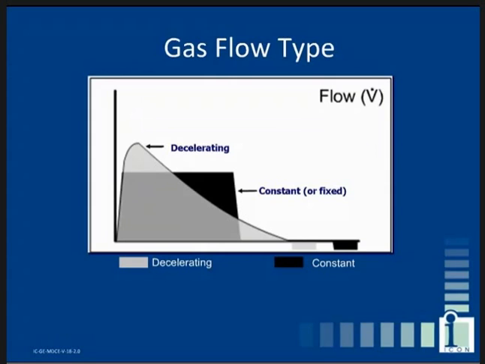Note the decelerating flow reaches the peak flow rate rapidly and tapers or decelerates to the end of inspiration. Whereas in a fixed or constant flow of gas, the flow rate is maintained throughout the entire gas delivery period. Decelerating gas flows may be more comfortable for the patient and more beneficial to meet the flow demands of a patient with respiratory failure. Constant gas flow is seen with pure volume modes of ventilation, whereas decelerating gas flow occurs with pressure modes or dual-targeted modes, which we will discuss in greater detail later in this presentation.